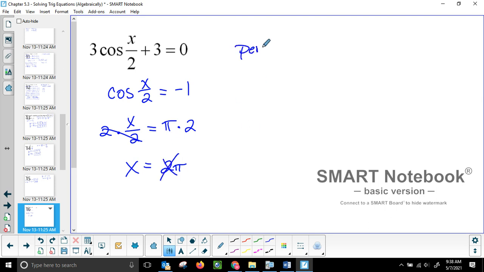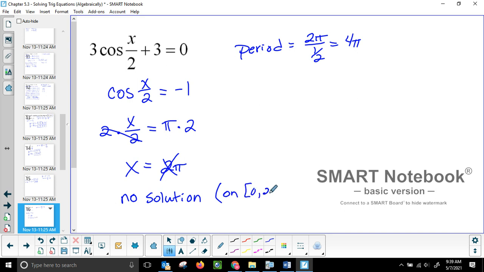Now our period, again, is 2 pi divided by our b, which is 1/2, which is 4 pi. If I add 4 pi to this, I get 6 pi, too big. If I subtract 4 pi from this, I get negative 2 pi, which is still not between 0 and 2 pi. So here we would say no solution. I do want to reiterate that there's only no solution on 0 to 2 pi.